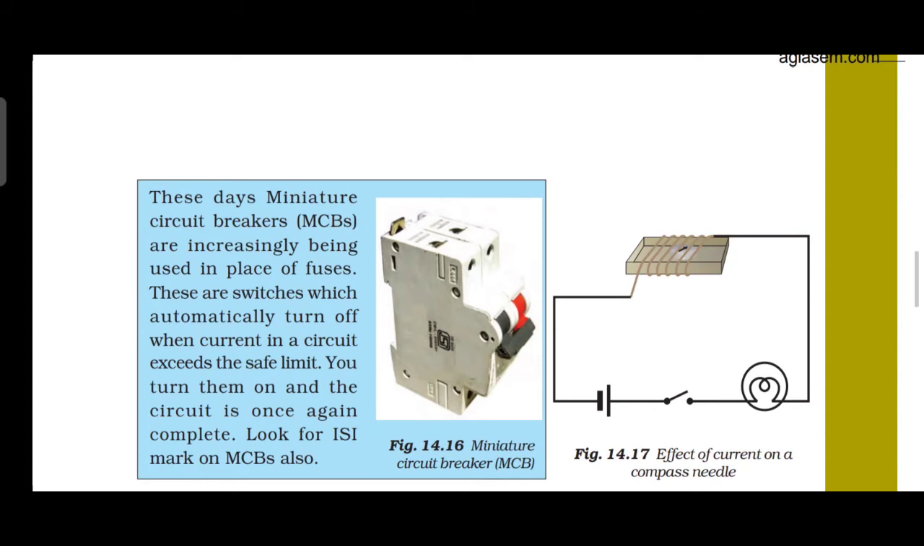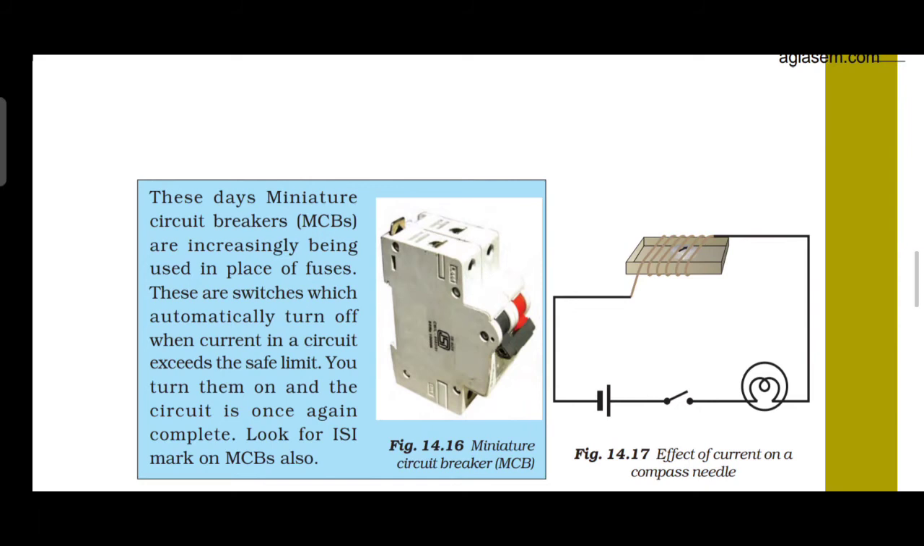Then note the direction in which the compass needle is pointing. Then bring a magnet near the compass. Okay, then observe what happens in the compass. Then move the switch to the on position. Observe the compass. What happened? Move the switch back to the off position. What happened? Does the compass needle come back to its initial position?